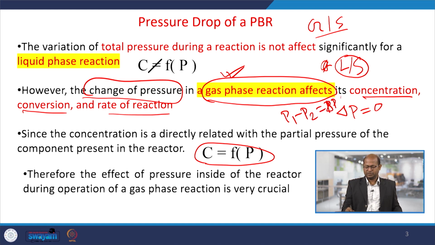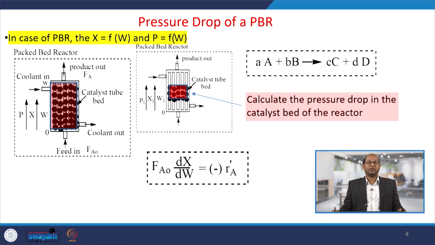Pressure drop means P1 minus P2 at different locations; let us say point 1 is P1 and point 2 is P2. That should not be there, meaning if we start with 10 bar pressure in a reactor, then everywhere inside the reactor it should stay the same. This is the typical diagram of the packed bed reactor. Here you can see this is a packed bed reactor.